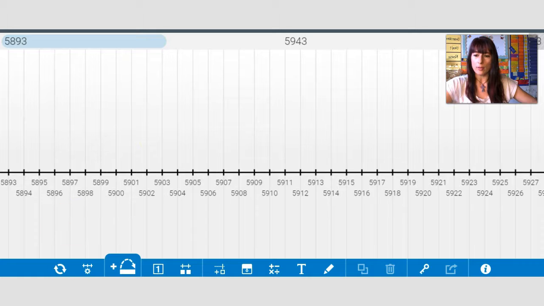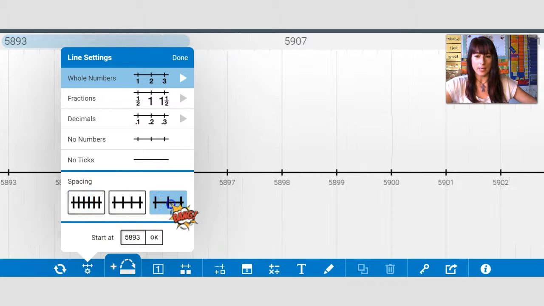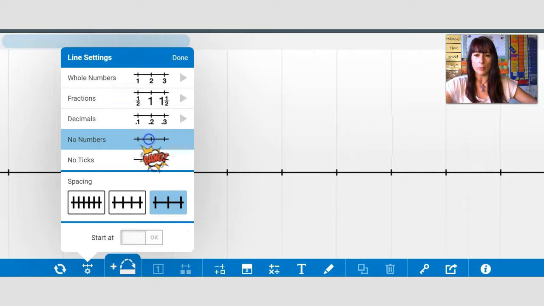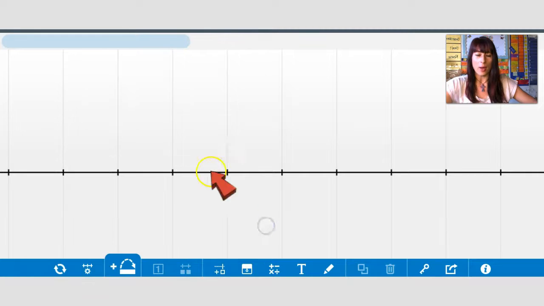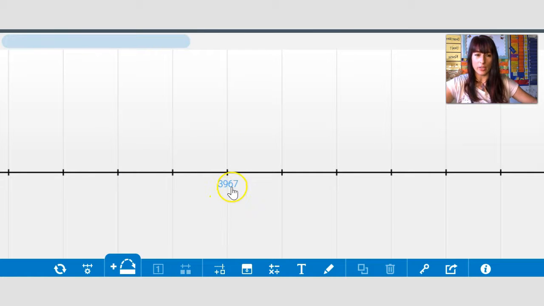And now let's change the number line to, let's say, this spacing. And I don't want any numbers on it because I just want the number line. And now I'm going to put the number that I need to work with. They are telling me to find 100 less than 3,967. So let's put the number 3,967. I'll place it right over here.